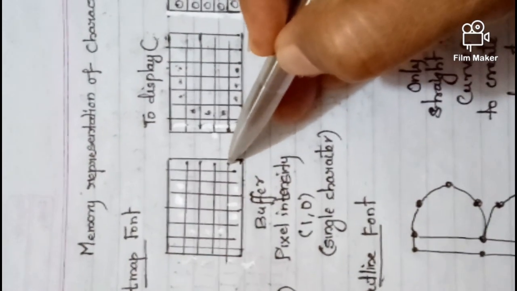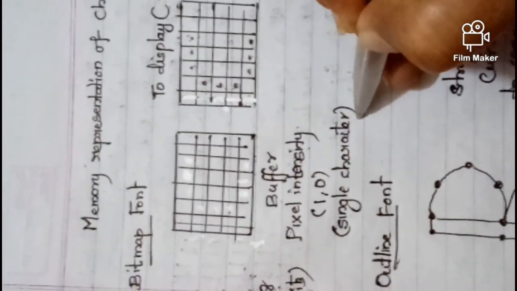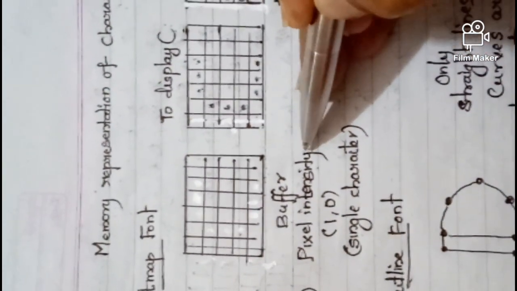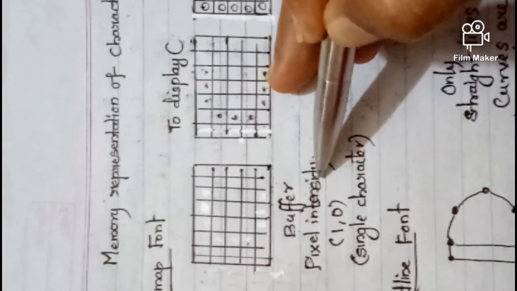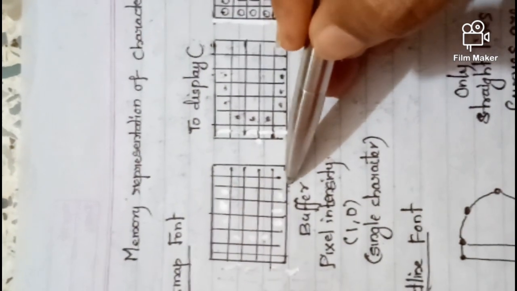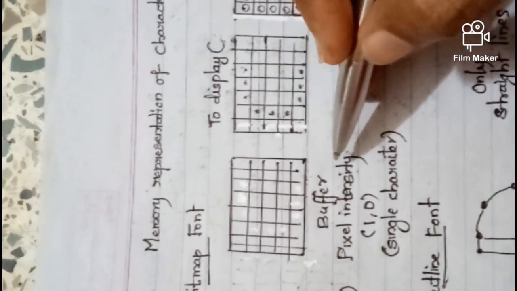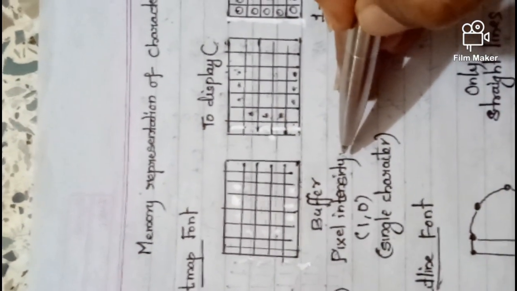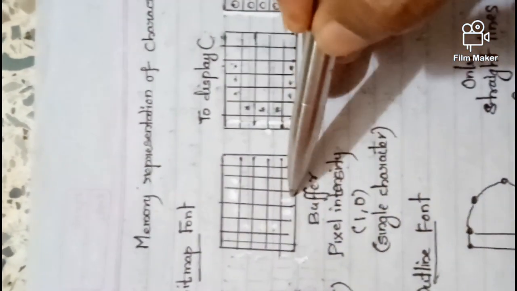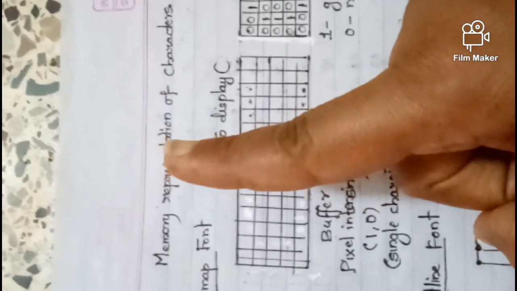Consider a buffer. This buffer stores the pixel intensity values for a single character. What is it? This is a buffer which stores pixel intensity values, that means ones and zeros, but for a single character. Now what is the difference between this buffer and a frame buffer? A frame buffer is a temporary memory which also stores pixel intensity values but for the entire screen, whereas this buffer stores pixel intensity values for a single character. That means only one character.